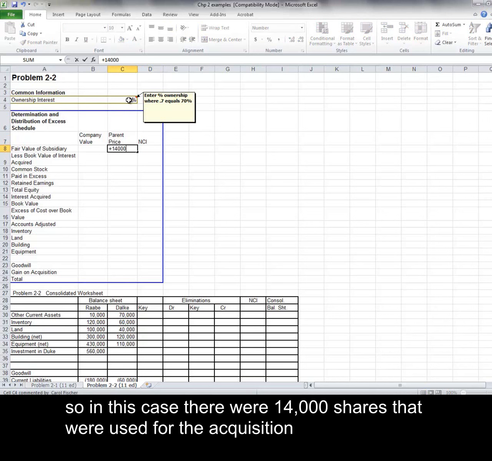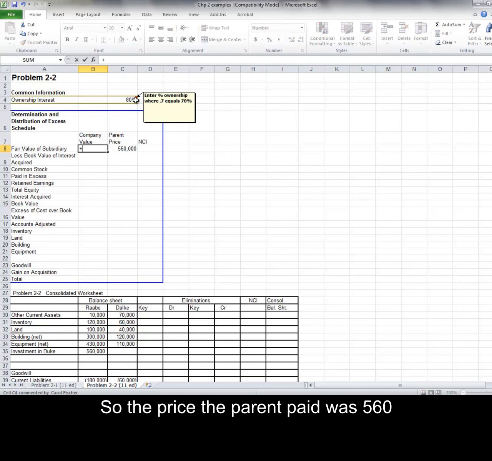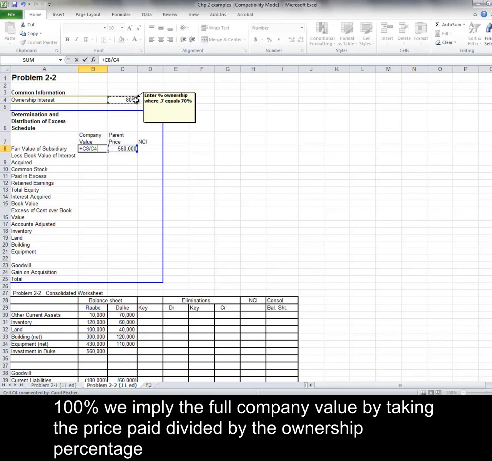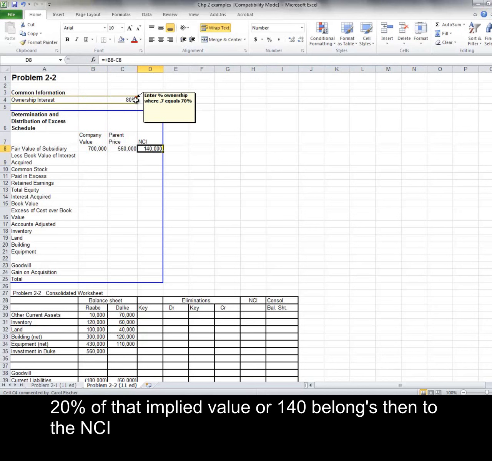So in this case, there were 14,000 shares that were used for the acquisition at $40 market value. So the price the parent paid was $5.60. When we acquire less than 100%, we imply the full company value by taking the price paid divided by the ownership percentage. So we see here that the full implied value is $700,000. 20% of that implied value, or 140, belongs then to the NCI.